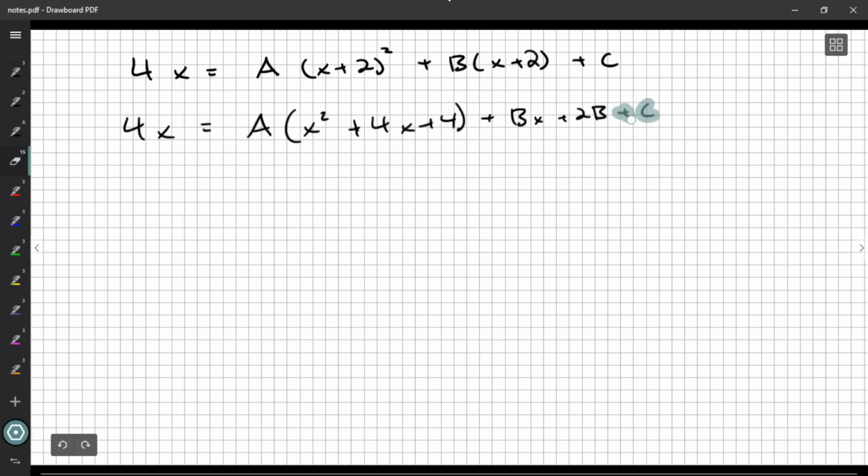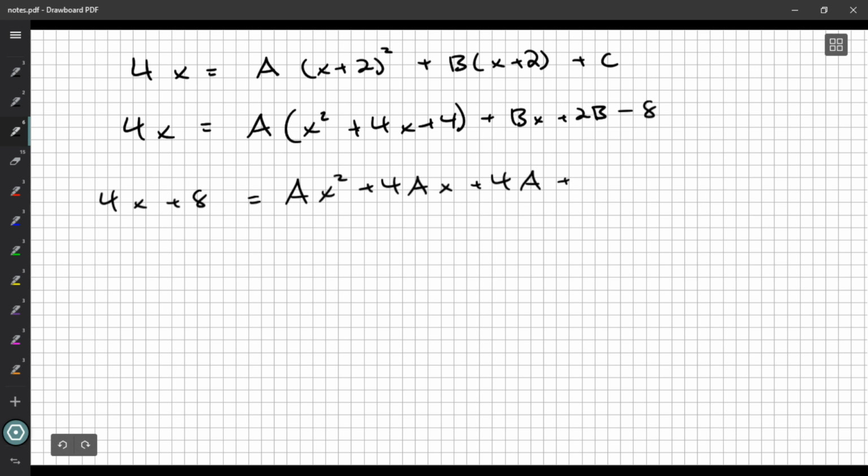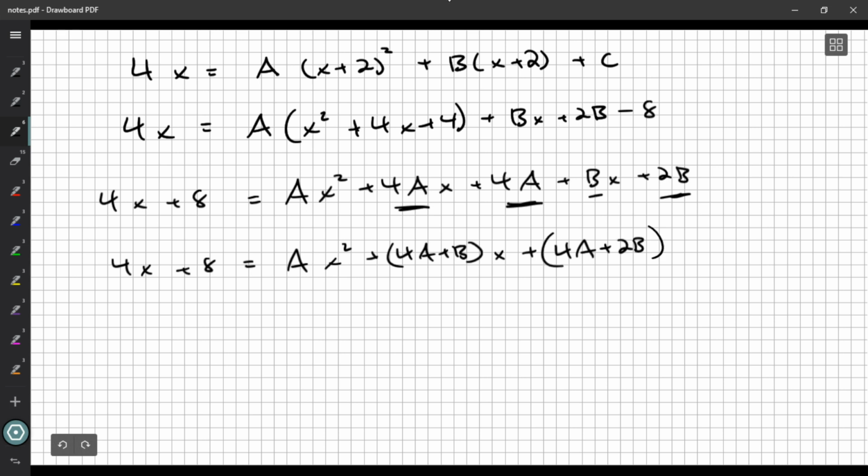I'm going to stop with the C. I'm going to just write -8. Okay. We'll even bring it over to the other side. So 4x + 8 is, let's see, Ax squared + 4Ax + 4A, plus Bx + 2B, and if we start collecting constants, we'll see we've got 4A x's, and then we've got B x's, so 4A + B copies of x. And we've got 4A + 2B for our constants.